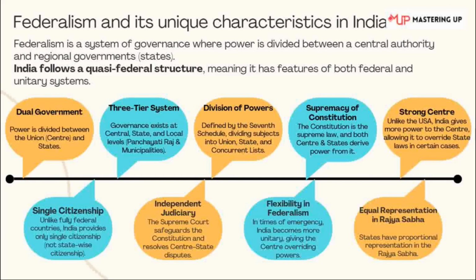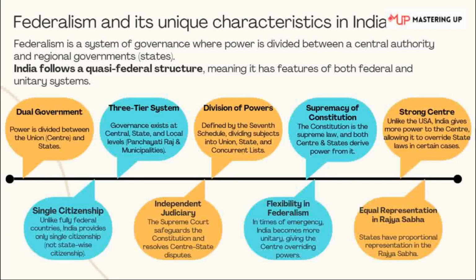Dual government. Power is divided between the union, center and states. Three-tier system. Governance exists at central, state and local levels. Panchayati Raj and municipalities. Division of powers defined by the 7th Schedule dividing subjects into union, states and concurrent list. Supremacy of constitution. The constitution is the supreme law and both center and states derive power from it.